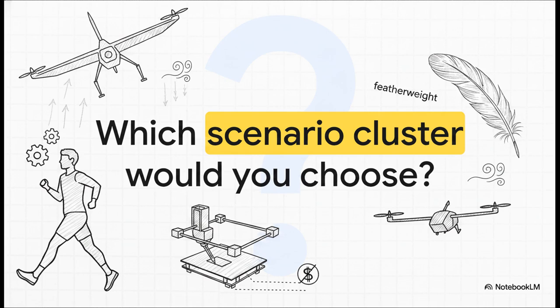So, as we wrap up today's explainer, I've got a question for you. If you were the one funding this VTOL project, what's your ultimate mission? Would you bet on the long-distance marathon runner, the perfectly balanced featherweight, or the cheap-to-print prototype? The beauty of this AI framework is that whatever path you choose, the math has your back, ensuring your design respects the laws of physics while perfectly fulfilling your needs.